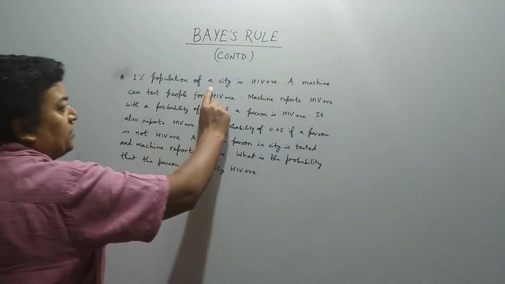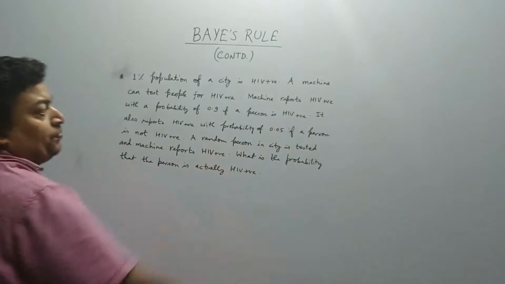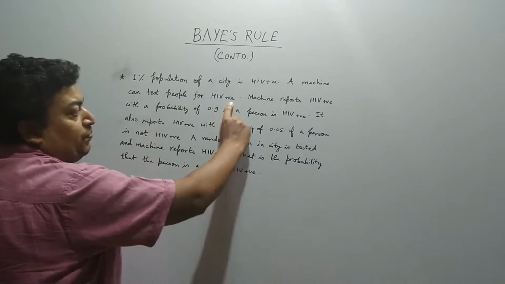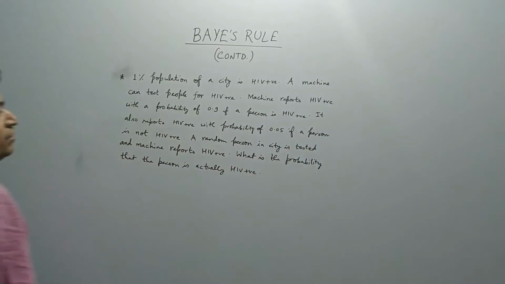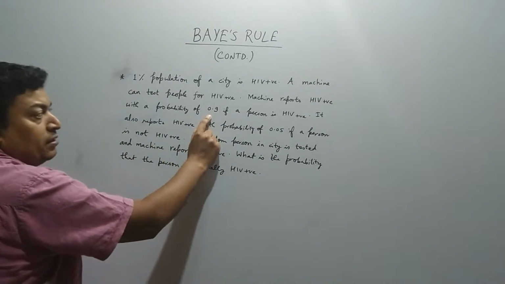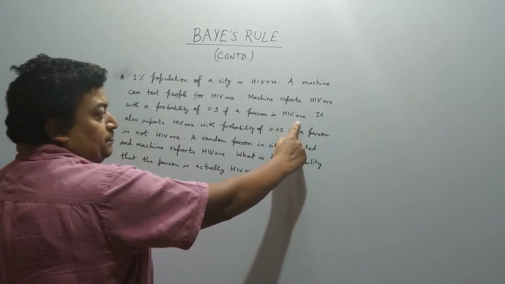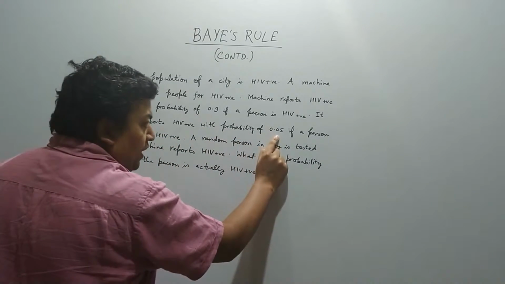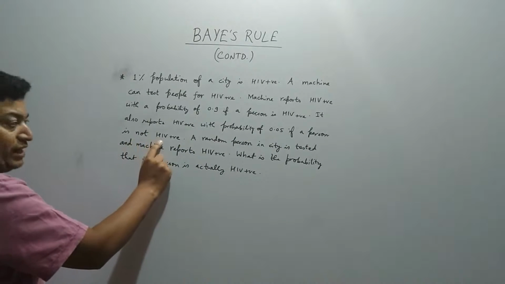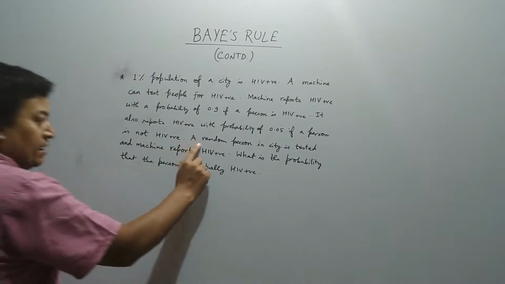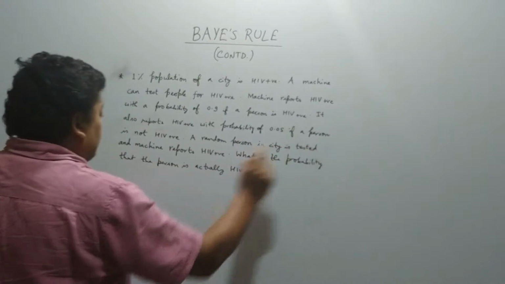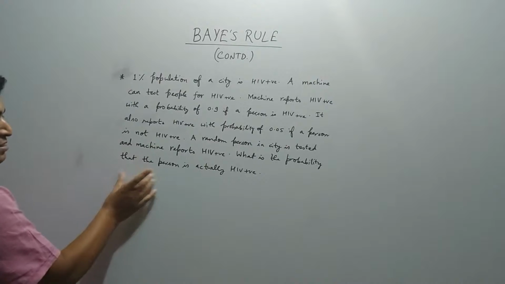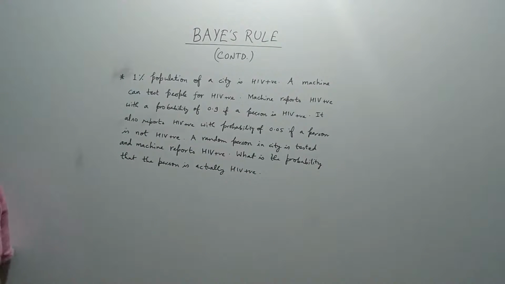1% population of a city is HIV positive. A machine can test people for HIV positive. Machine reports HIV positive with a probability of 0.9 if a person is HIV positive. It also reports HIV positive with a probability of 0.05 if a person is not HIV positive. A random person in the city is tested and machine reports HIV positive. What is the probability that the person is actually HIV positive?